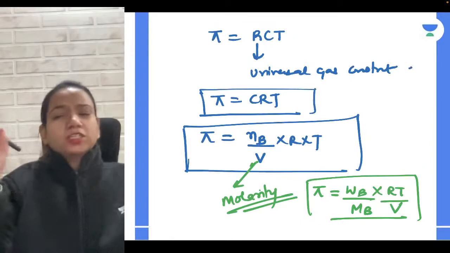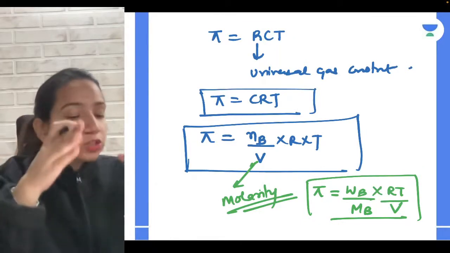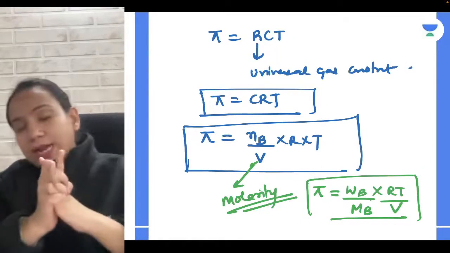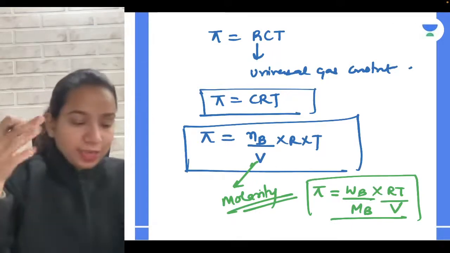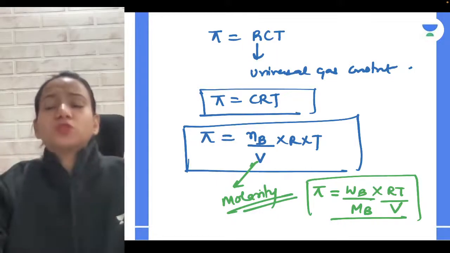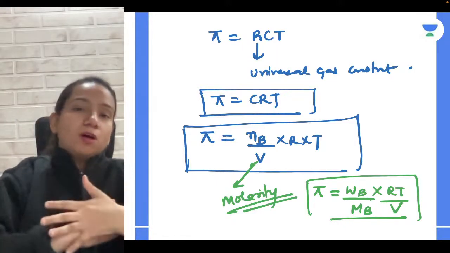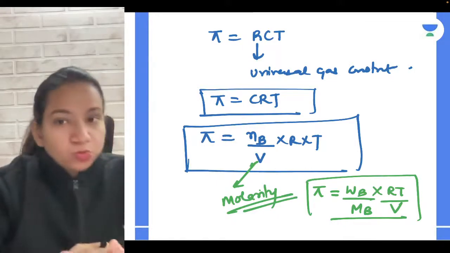Actually, by all the colligative properties, guys, you can get to know about the molar mass of a solute. You can calculate that. So we have different formulas which we can utilize to get the molar mass of the solute, and all the colligative properties help us to do that.